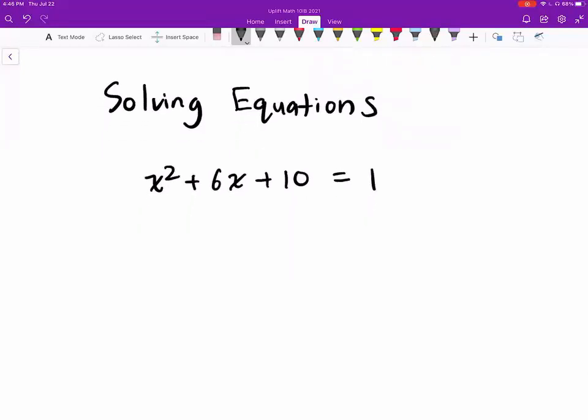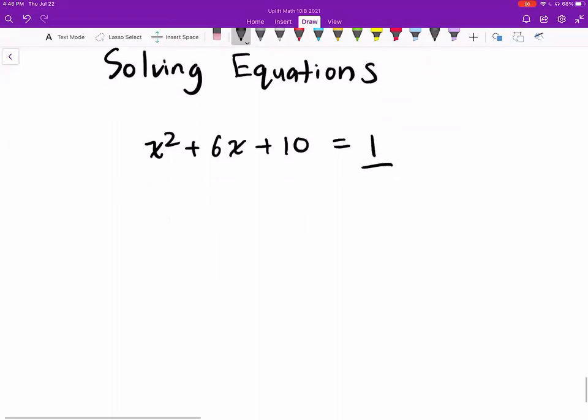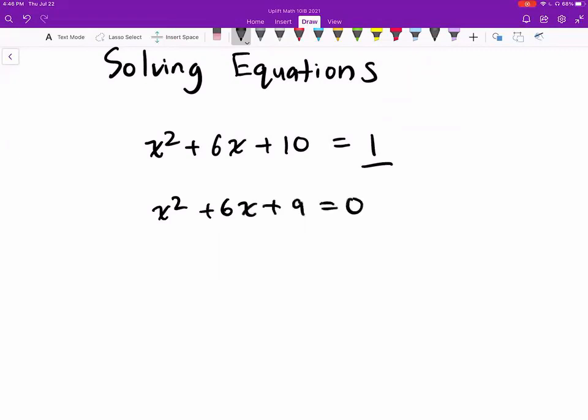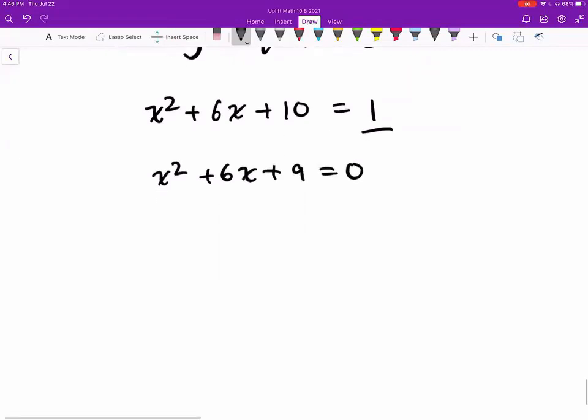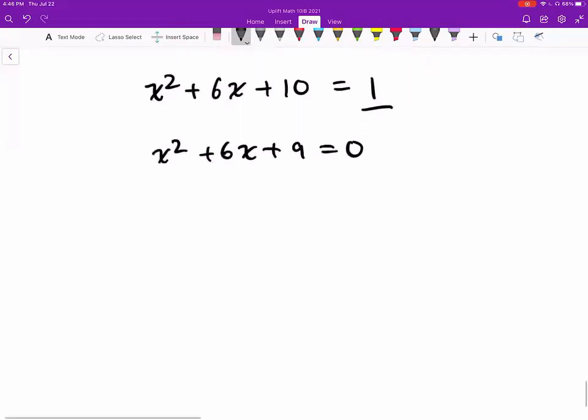So for any quadratic equation, the first thing we want to do is make the right hand side 0. How we would do that is subtract 1 from both sides. So for example, x squared plus 6x plus 9 is equal to 0. Now that the right hand side is 0, we want to factor the left hand side. Since we can tell that this is a perfect square trinomial, we can get x plus 3 squared is equal to 0.